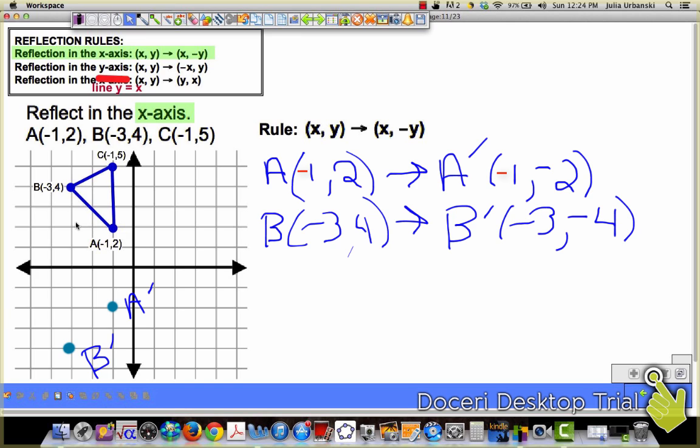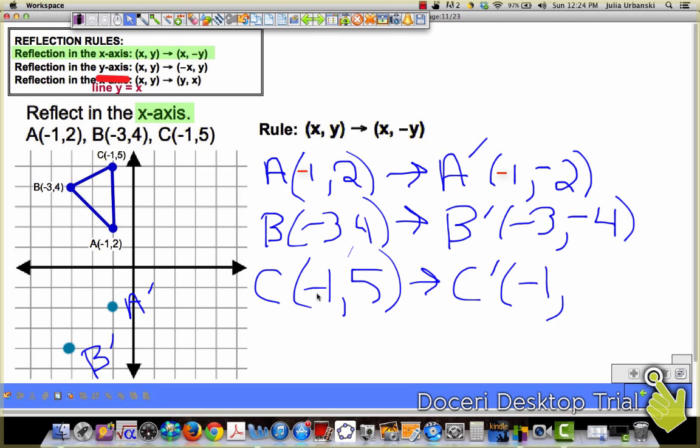And then we do the same thing for the C. Oh, by the way, notice the B is 1, 2, 3, 4 up from the x-axis, and the B prime is 1, 2, 3, 4 down from the x-axis. It's the exact opposite. The last thing we need to do is C at (negative 1, 5). That's where it starts. So C is at (negative 1, 5), and it has to turn into C prime. The x stays as negative 1, and the y at 5 turns into negative y, which would become negative 5. And so we graph the point (negative 1, negative 5).